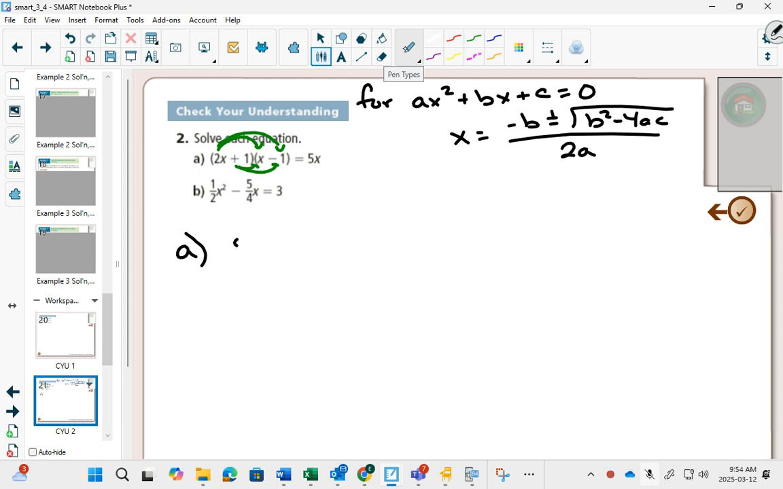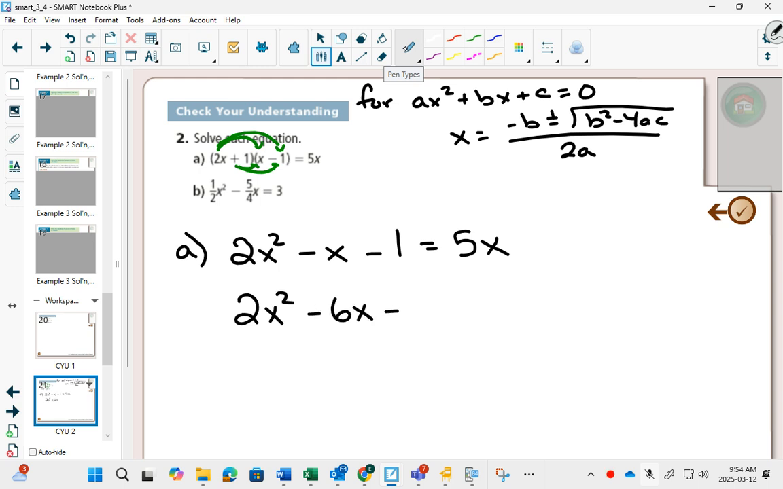My first ones will give me a 2x squared. My outside and my inside, you're going to get good at combining those. Minus 2x plus 1x will give me minus x, and 1 times minus 1 equals 5x. So it's a quadratic equation, and we're going to have to combine our like terms all on one side, so I'm going to subtract that 5x.